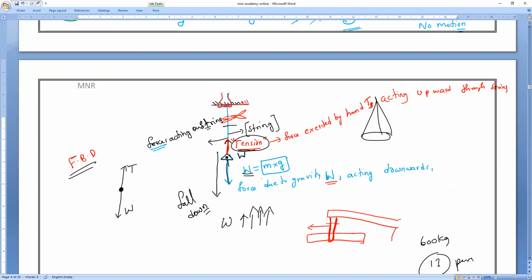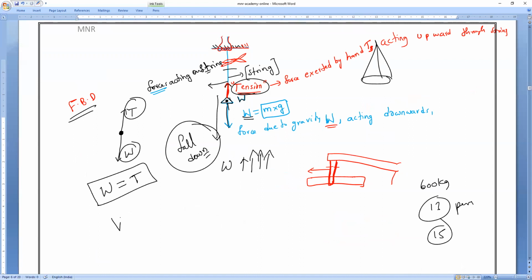So the body moves if the resultant external force acting on the body is not equal to 0. Now why is the body moving downwards? Because W is not equal to T. Do you understand, all of you? If weight is equal to T, the body will never move in any direction. Understand, all of you? Please respond. Now weight keeps on increasing more than the tension, so at a certain point, the string will cut.